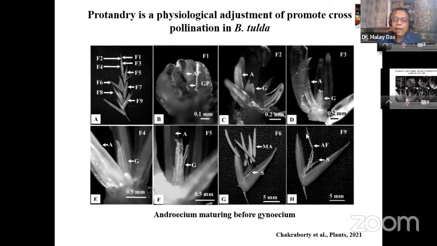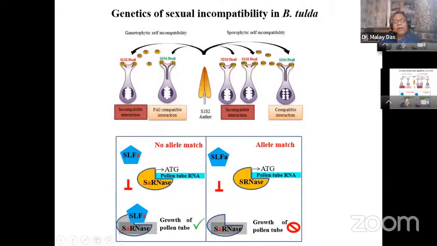So when the anthers are dry, then the gynoecium is ready for pollination, right? So that is why, physiologically also, it is not possible for the plant to go for self-pollination. But nowadays we are more interested in dissecting the genetic pathway, or the genes that control this kind of genetic incompatibility in bamboo.